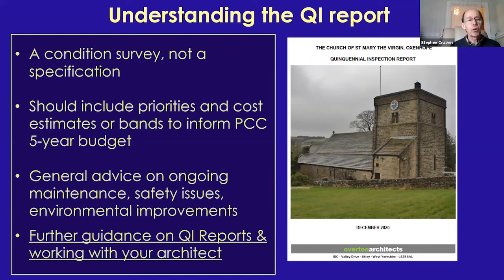The QI report will prioritise the work. It'll say this work needs doing within 12 months, here's some that needs doing in 2 years, here's what needs doing before the next report in 5 years' time, and here are some suggestions for improvement that are not essential but you might want to think about.